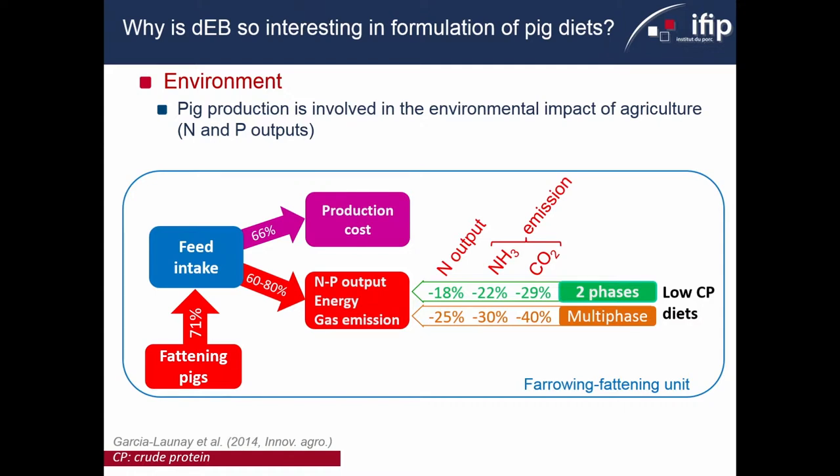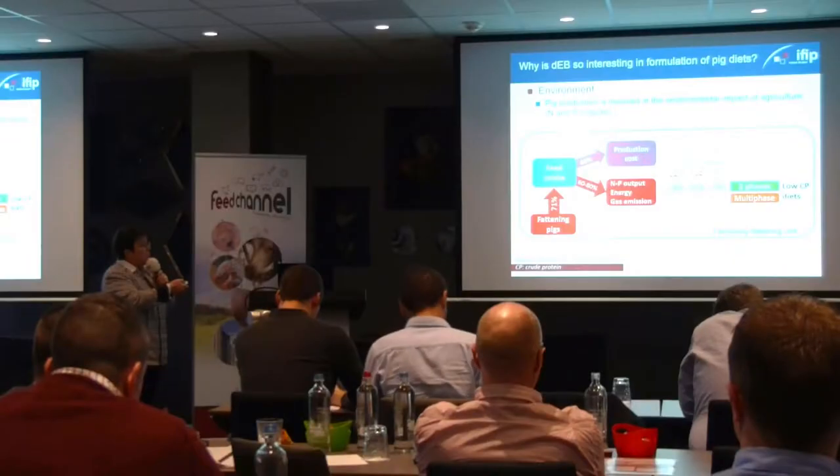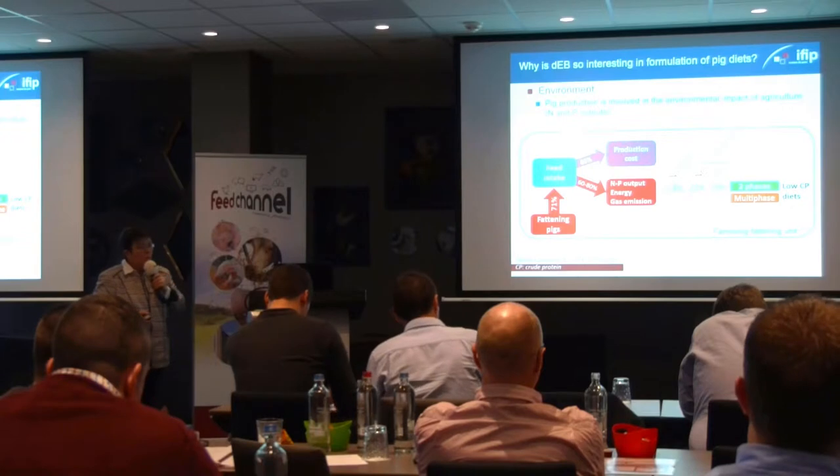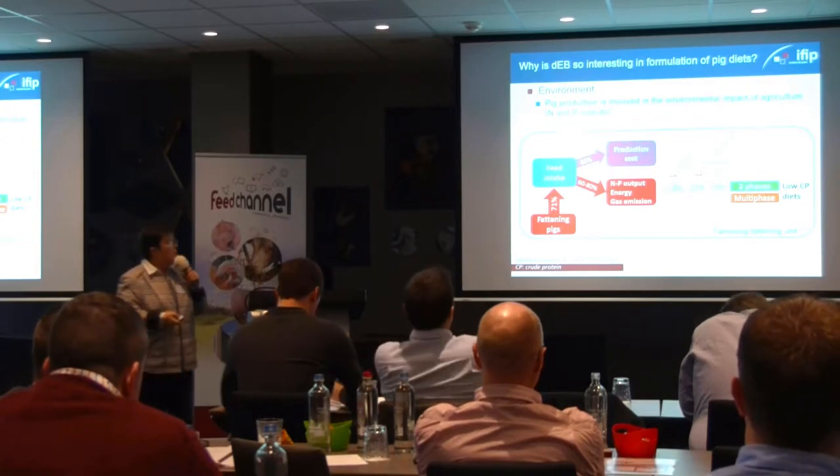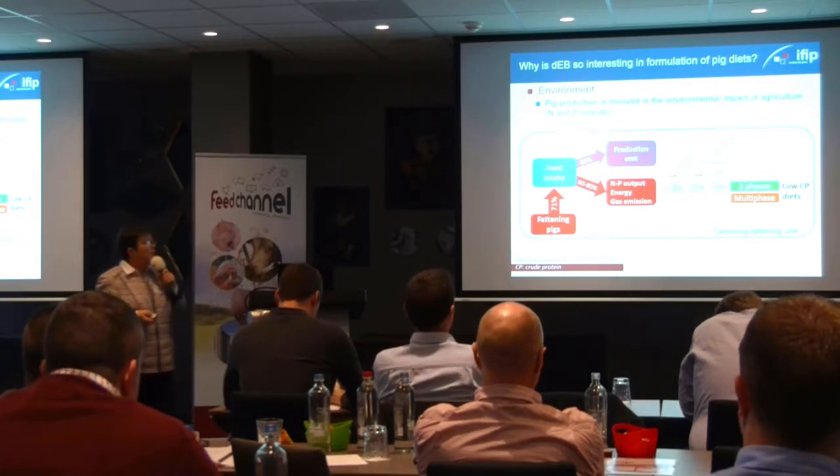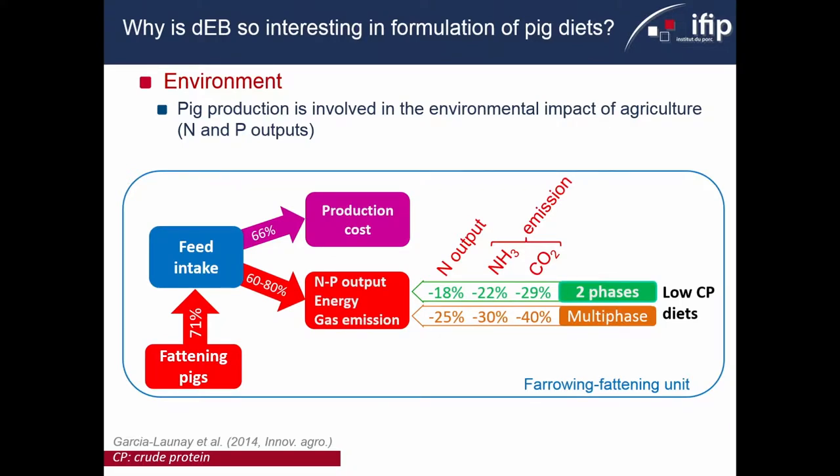Formulated for pigs. And for example, here you can see that if we switch from a two-phase feeding strategy to a multi-phase feeding strategy using low CP diets, low crude protein diets, it has a very big impact on the outputs, especially nitrogen, for example around 20%. Then this is a motivation to switch from the standard diets we have used for decades to new formulas.